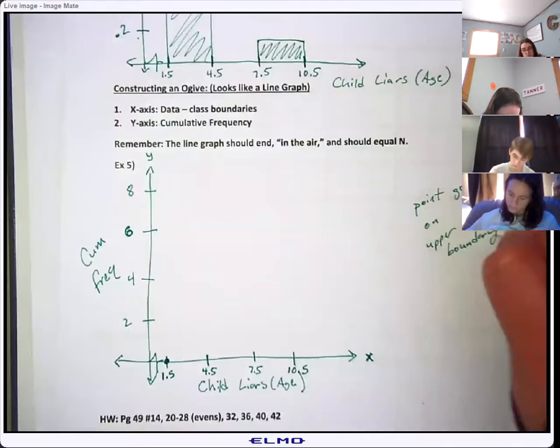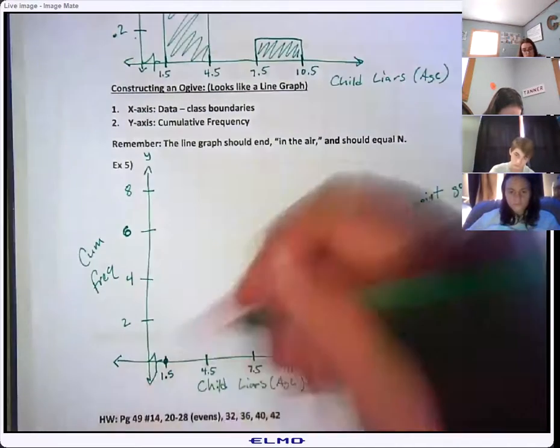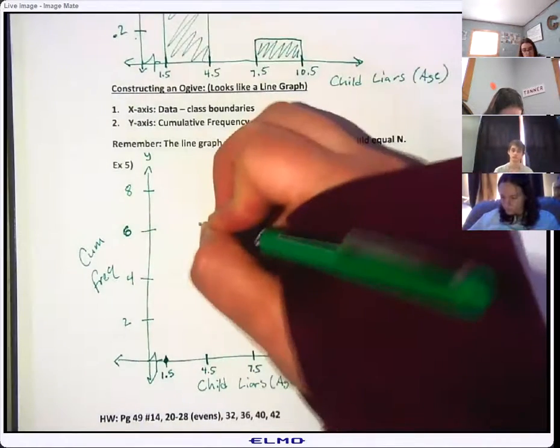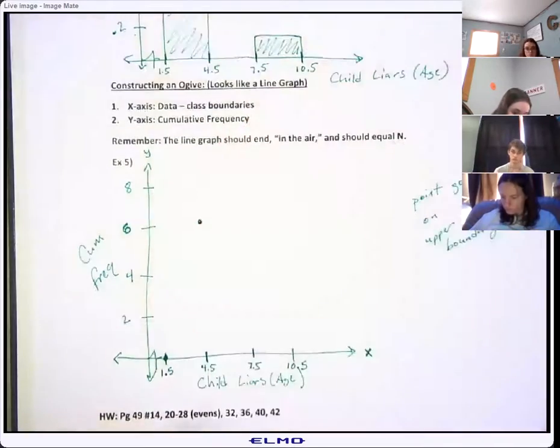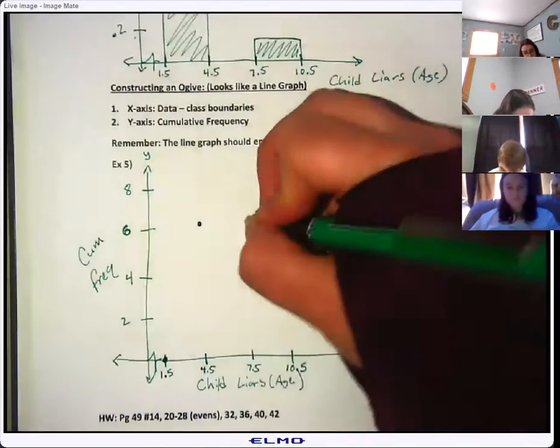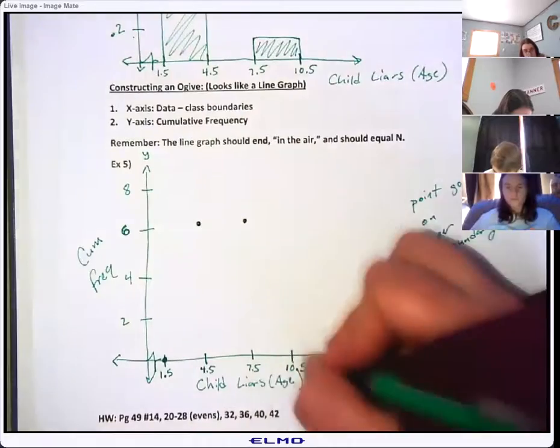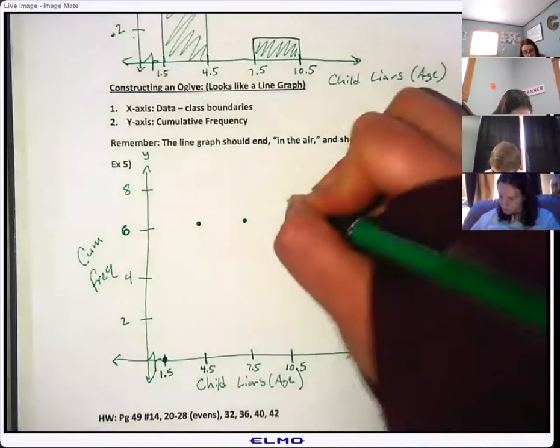What'd you say? Okay, so the first class we got 6 in it. And then the second class, nothing happens, but we stay at 6. And then the third class, we go up to 7.